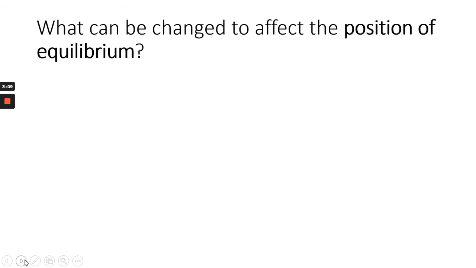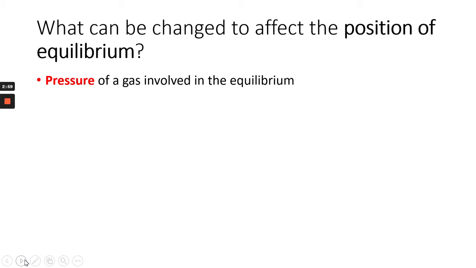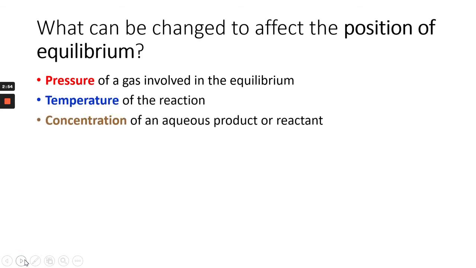So what can be changed to affect the position of equilibrium? You might want to pause here and jot down what comes to mind. So pressure of a gas could be one of the things that's involved in the equilibrium. That can affect it. The temperature of the reaction can affect the position of equilibrium, and the concentration of an aqueous product, if it's in the aqueous phase, can also have a bearing on it.